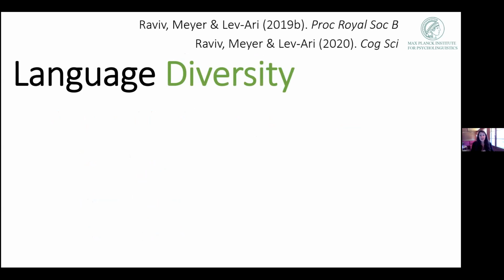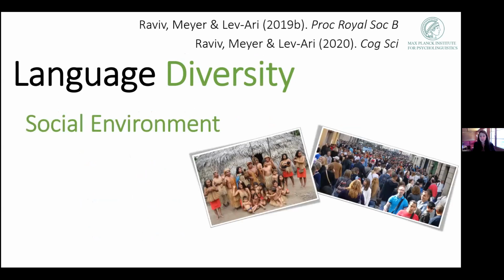This work on language evolution set the basis for me to ask questions about language diversity. Why are there so many different languages in the world with so many different levels of grammatical complexity? Why do some languages become more systematic than others? One thing that may cause languages to be different is the fact that they're spoken in different social environments.